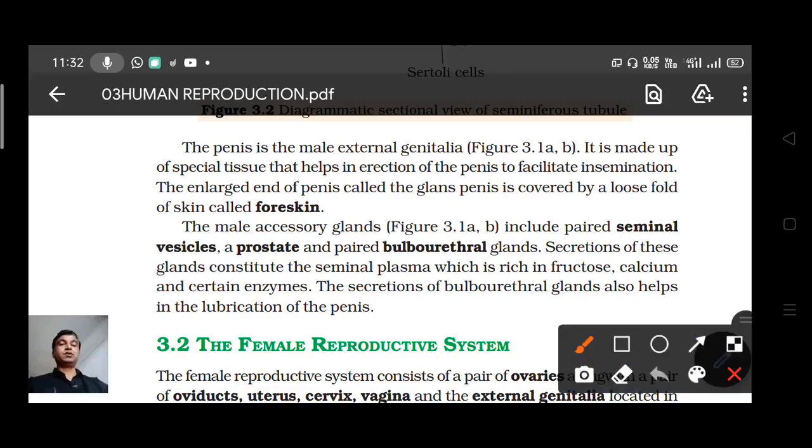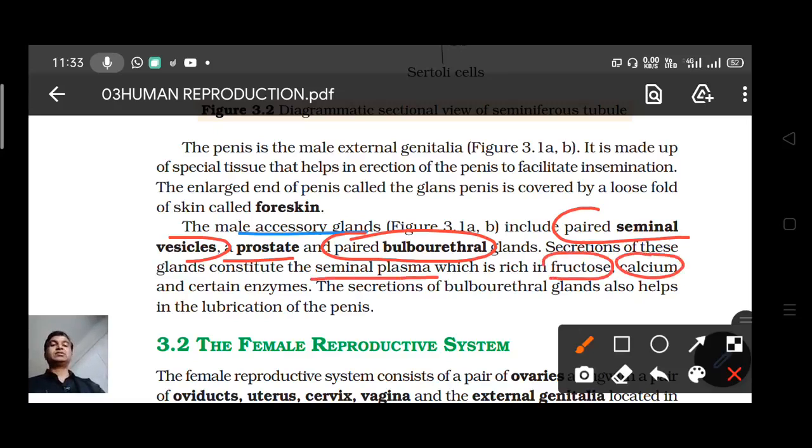The last paragraph is a description of the accessory glands. Accessory glands include the paired seminal vesicles, the prostate gland and the paired bulbourethral glands. Seminal vesicles are two in number, the prostate gland is only one, and the bulbourethral gland is also a pair. The secretion of these glands constitutes the seminal plasma, which is rich in fructose, calcium and certain enzymes. The secretion of the bulbourethral gland also helps in the lubrication of the penis.